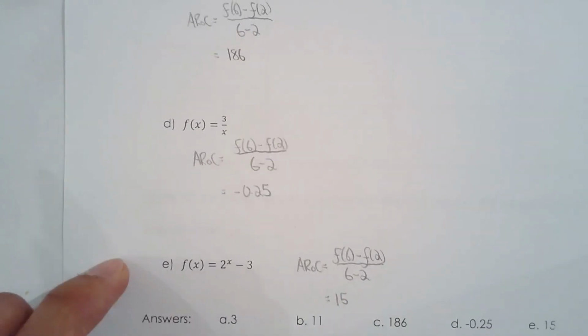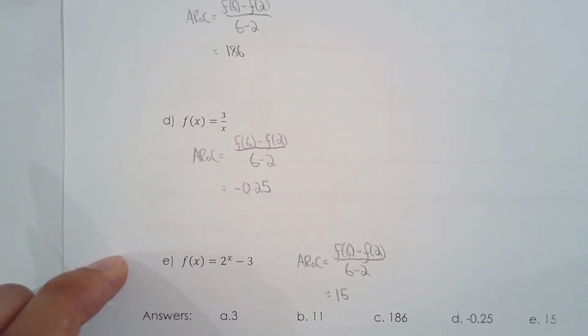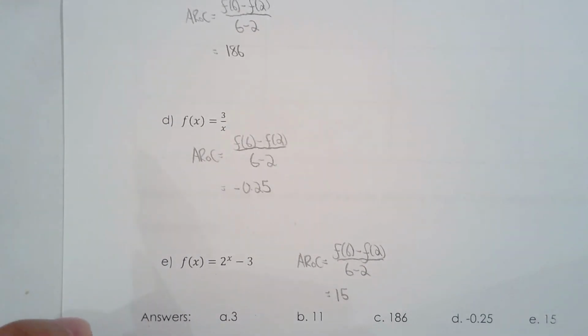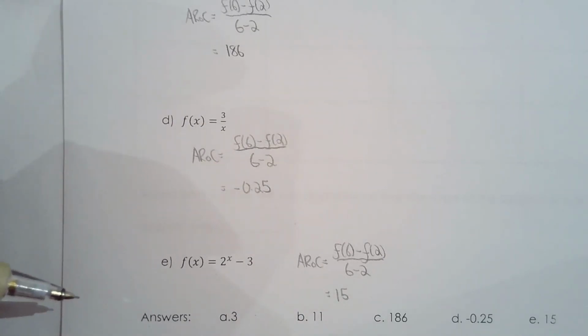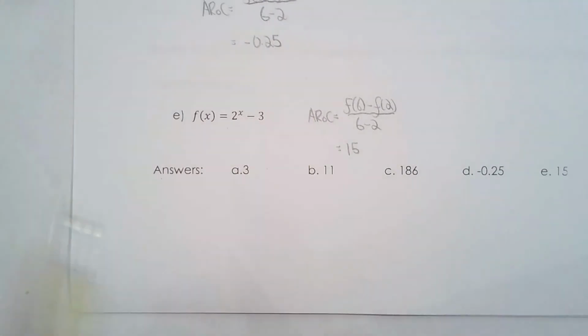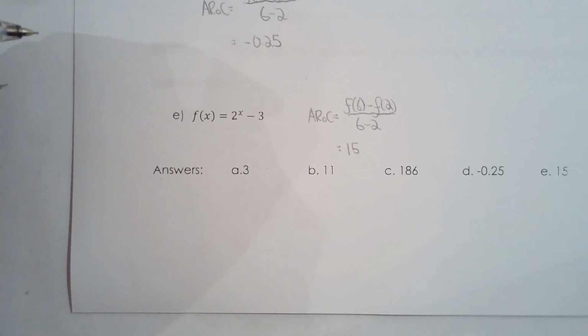For D, it's the function we'll learn in the next unit, which is a rational function. But no problem, just the same idea. Find the slope of the secant line, right? And I forgot about E. E is an exponential function. It's not a polynomial, but no problem.